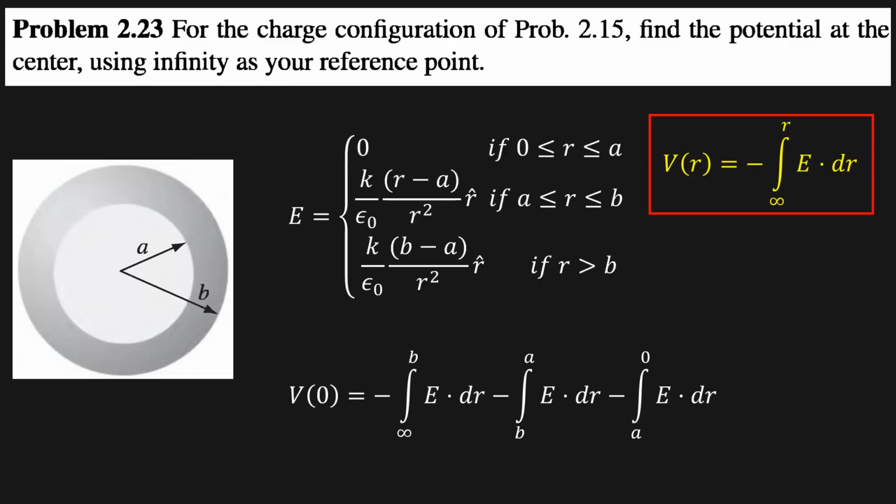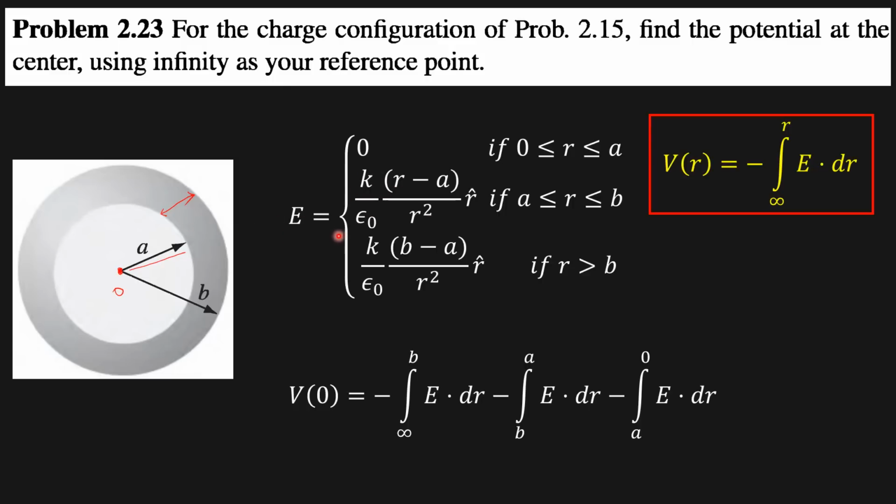Our aim is to find the potential at the center, that is at the point 0. Between 0 and a, inside the spherical shell, the electric field is 0. So if r lies between 0 and a, E is 0. Then what about a to b? Here, from a to b, the charge varies with 1 over r squared, with some constant k.